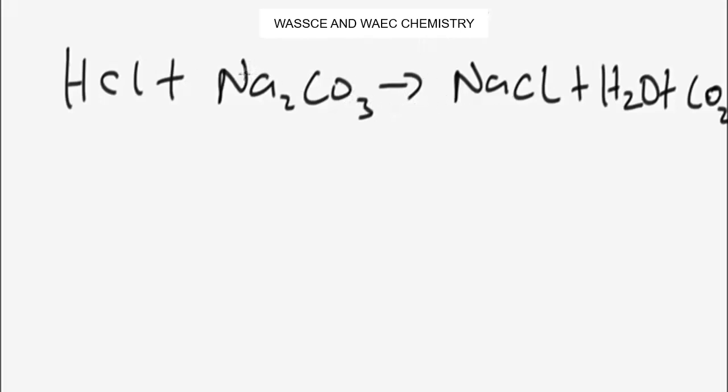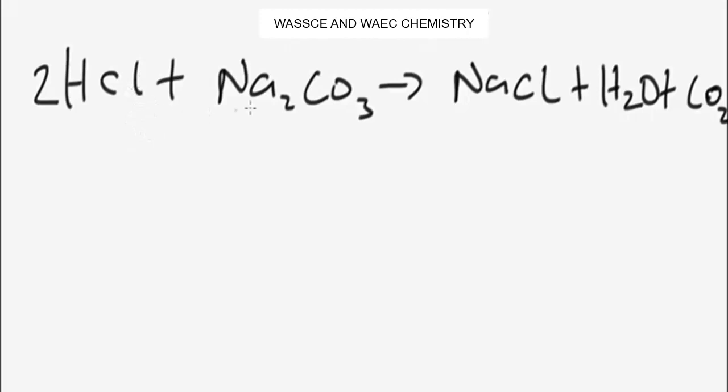Let's begin with our hydrogen. We have one atom of hydrogen at the left. We have two atoms of hydrogen at the right. So we put two here. We now have two atoms of hydrogen at the left. Hydrogen is now balanced. Let's balance chlorine.